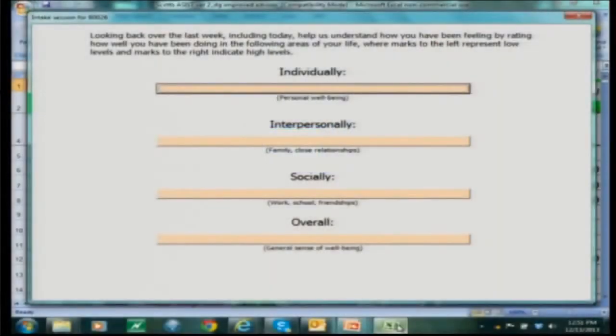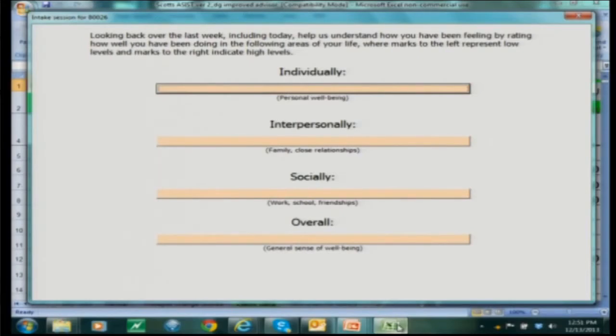And so the form actually asks you to look back over the last week, including today, and then make a mark on 4 different lines. Individually, how things are going for you personally. Interpersonally, in your relationships, and generally that means close relationships, family, loved ones, things like that. Socially, work, if you were in school, friendships, more outside the home. And then kind of an overall catch-all category. Just how are things?